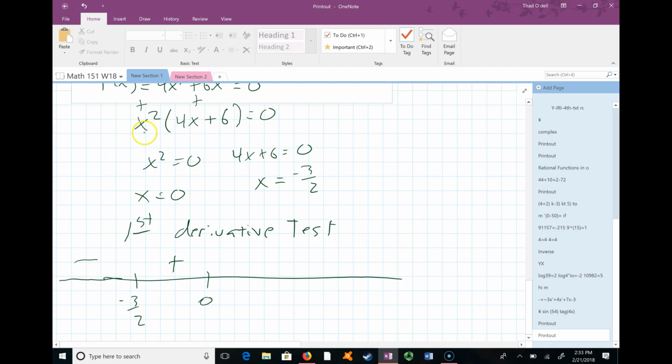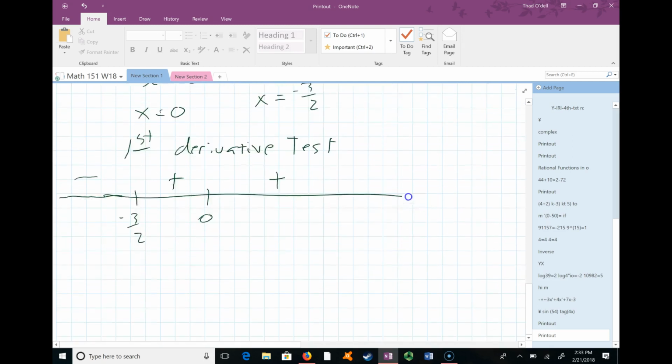If I put 100 in there, I'm going to have positive. So it stays positive. Okay, so what did we get from the first derivative test?